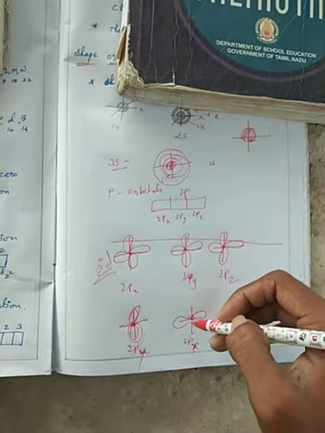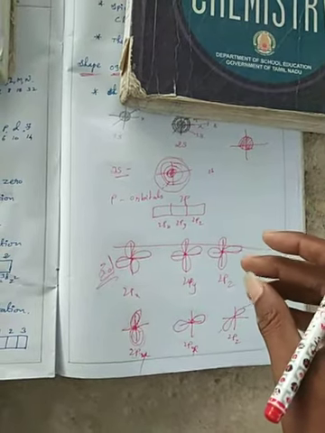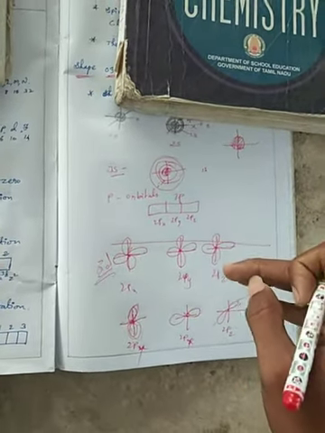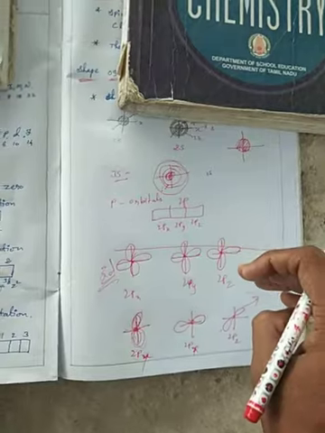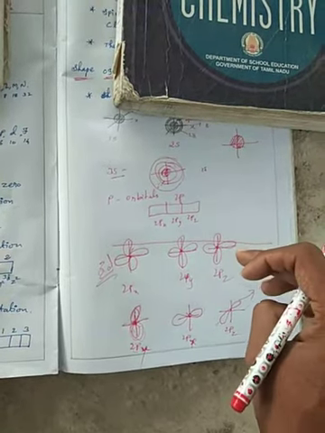So these are the 2px and 2py shapes and properties. The spdf orbitals will be discussed in depth in the next class. Very important: read and learn electronic configuration well.